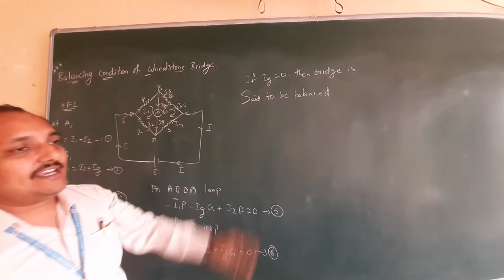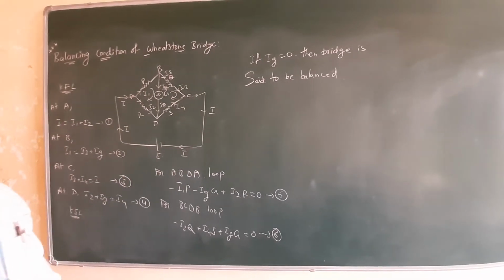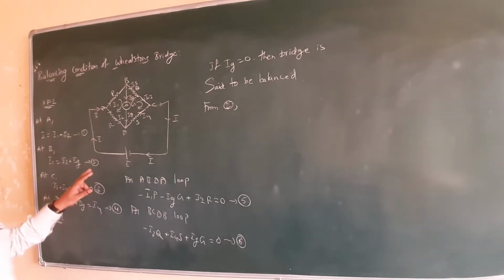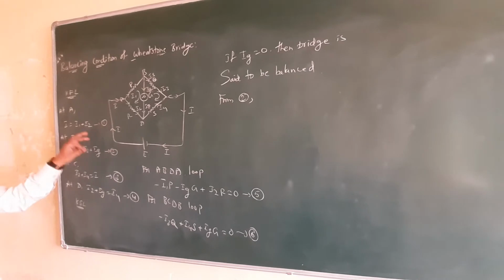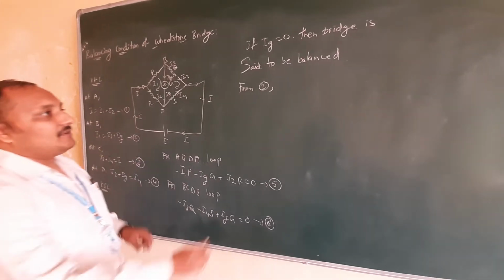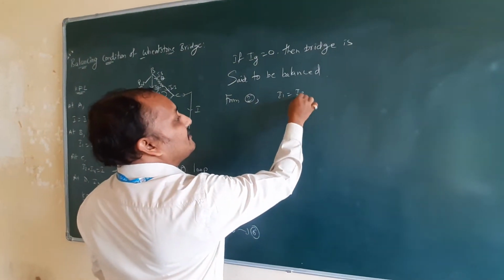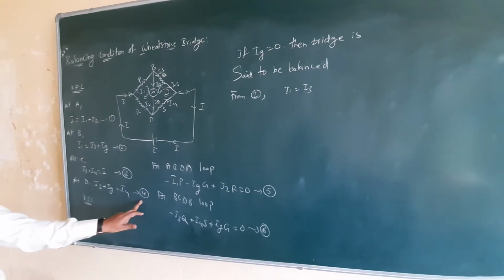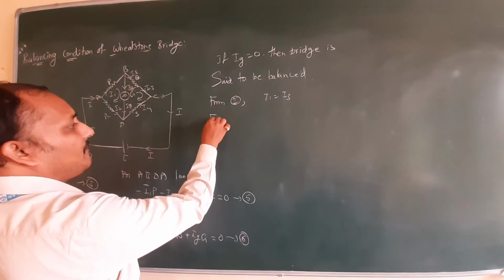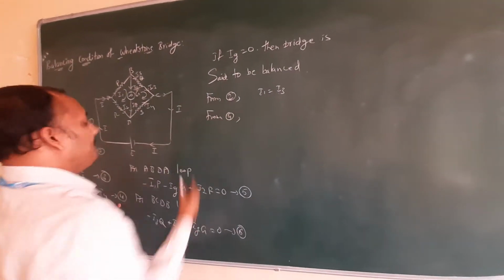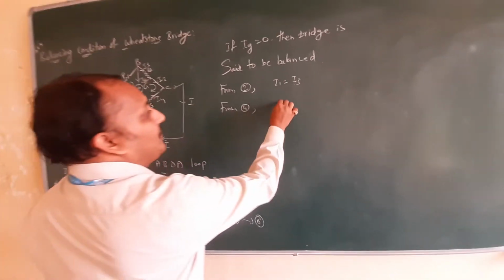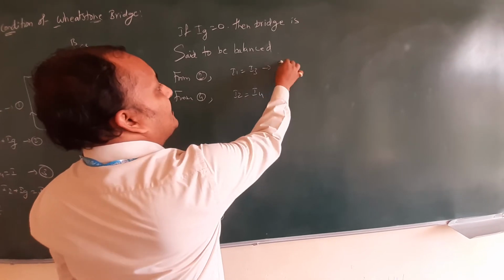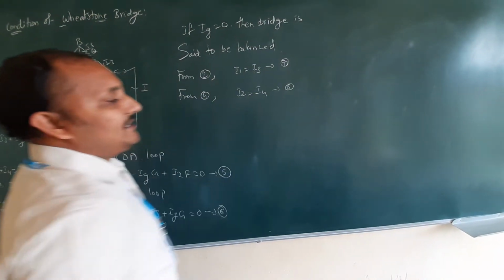Then, if Ig is equal to 0, how these equations are going to become, we will see. From equation number 2, because in equation number 1 there is no Ig, I1 is equal to I3, since Ig is equal to 0. Next, from equation number 4, I2 is equal to I4. So up to now we got 5, 6, and now this is the 7th equation, 8th equation.